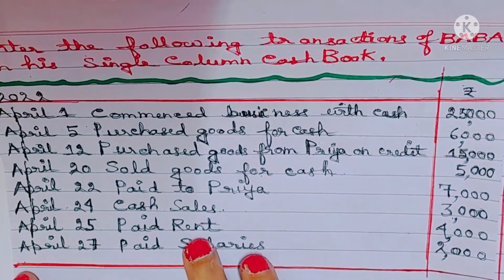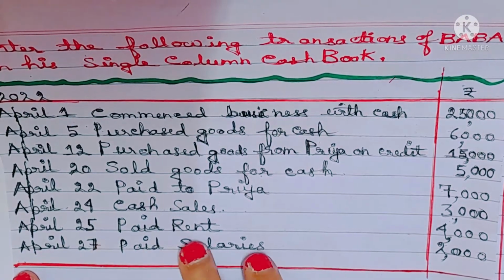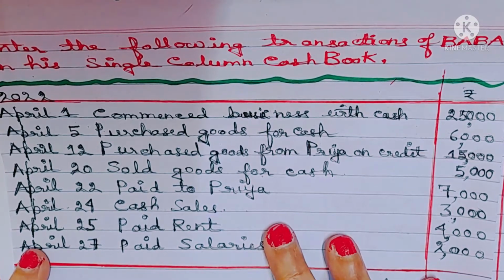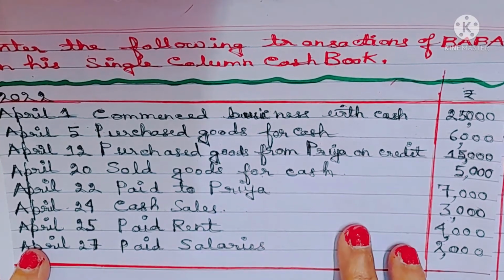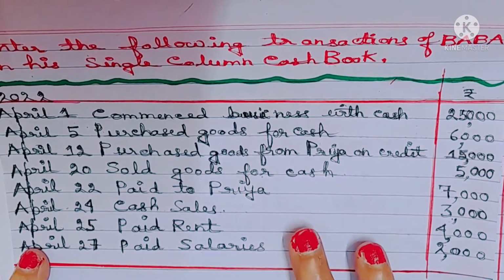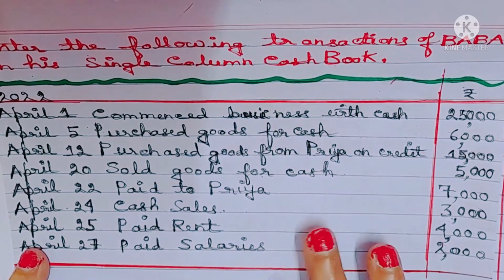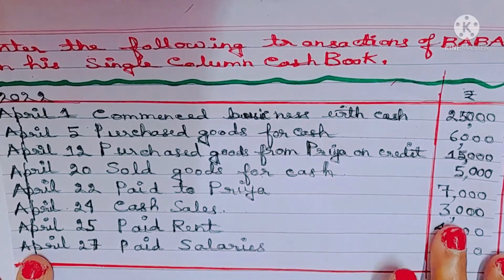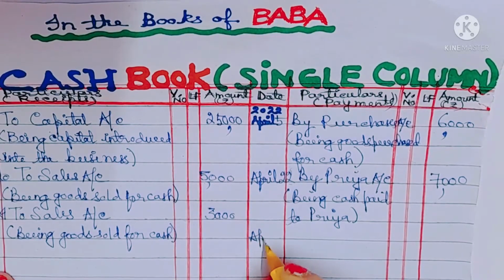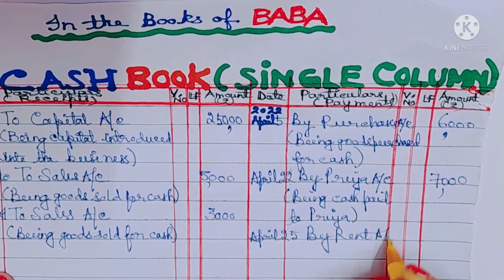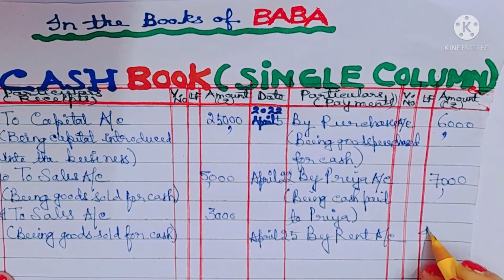The next transaction is on 25th April, paid rent 4000. So what will be the journal entry? The journal entry will be rent account debit to cash account. What is the position of cash account? Since cash account is on the credit side, rent will be also on the credit side. So we'll have to write on the credit side by rent account 4000. Okay, so let's write April 25th by rent account. By rent account, how much? 4000.